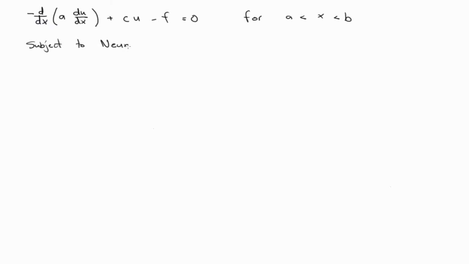Right, so today we're really going to do finite elements, okay? So we're going to start with a model, our model problem. This is going to be for a domain where x goes from A to B, subject, this time, to Neumann boundary conditions on both ends.